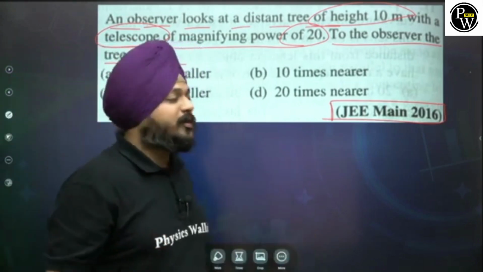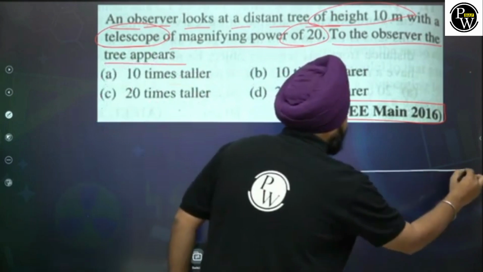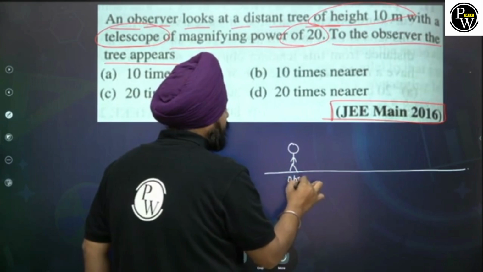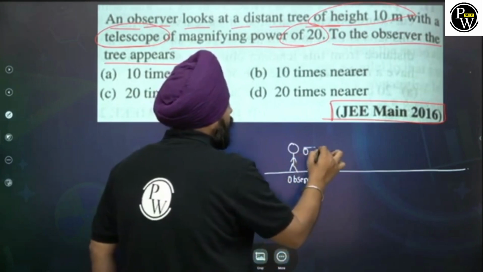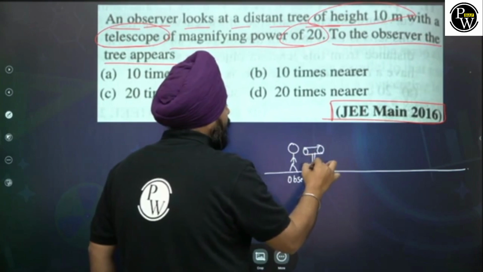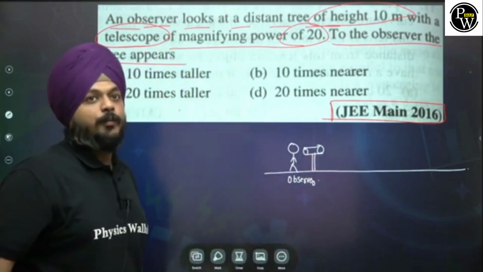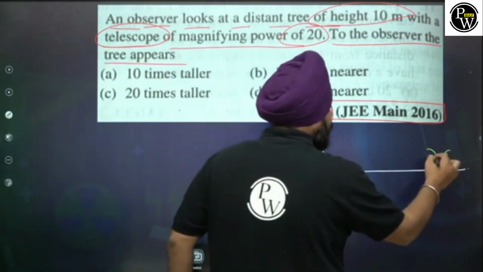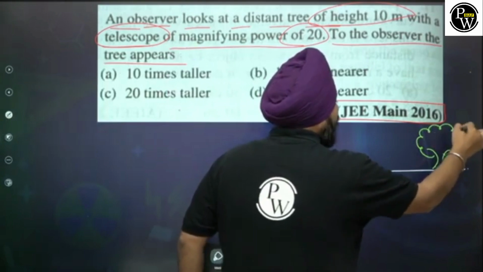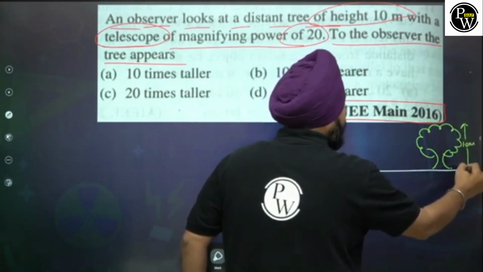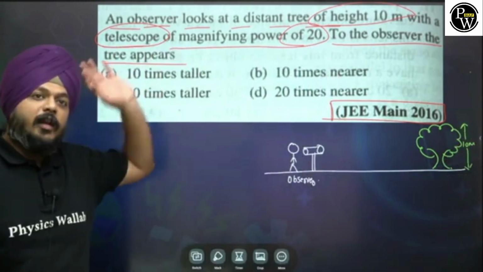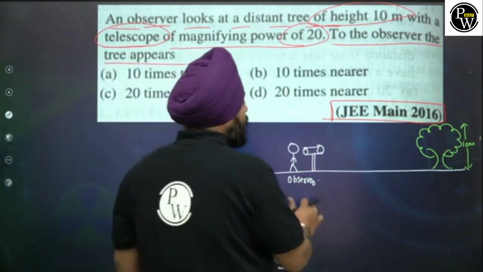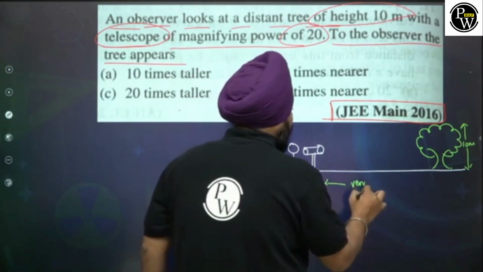But first of all, I'm going to discuss the data. See, this is the observer. He is watching the tree through the telescope. The tree is at a very large distance. The height of the tree is given as 10 meters. The observer is observing from this very large distance.